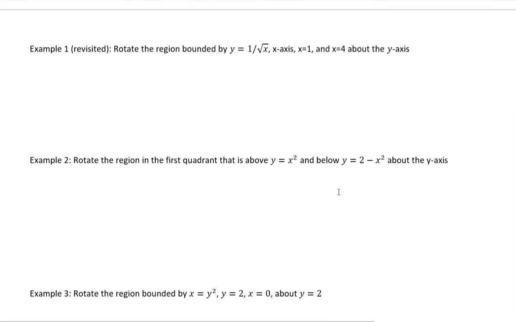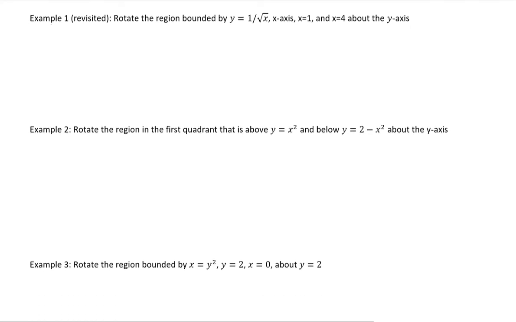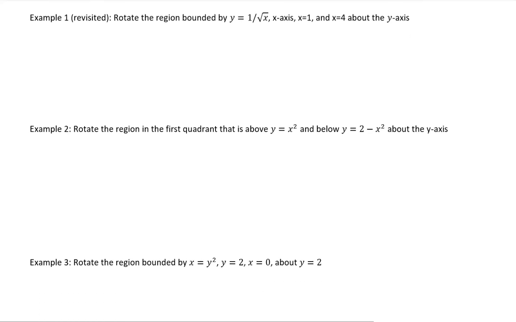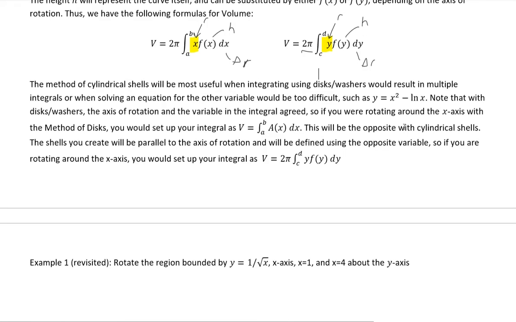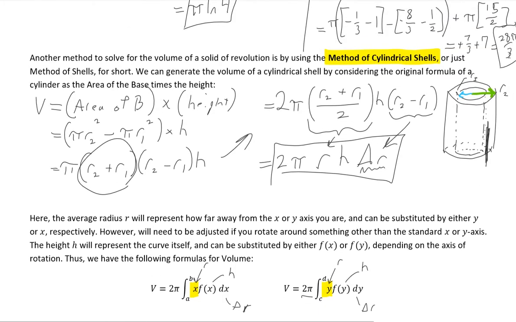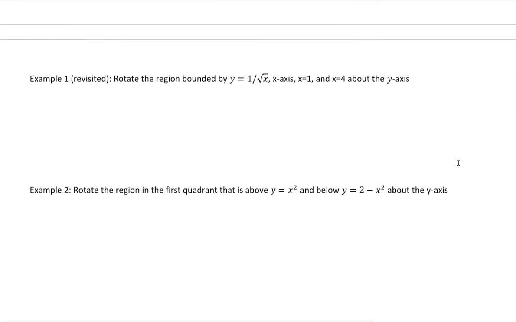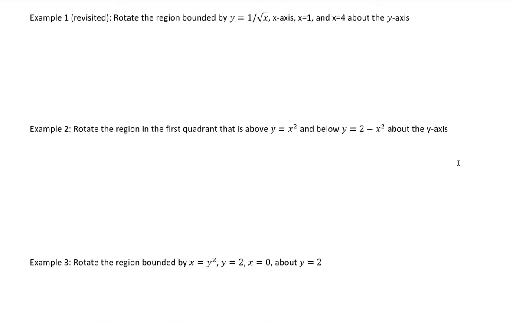So the first example, example 1, is actually the revisited example 1 that we had from before. We're going to redo this one around the y-axis, except we're going to make it a little bit simpler. If I recall, when we go back up, we saw that the volume we had was 28 pi over 3. So that's the answer we're going to try to find here again using cylindrical shells.